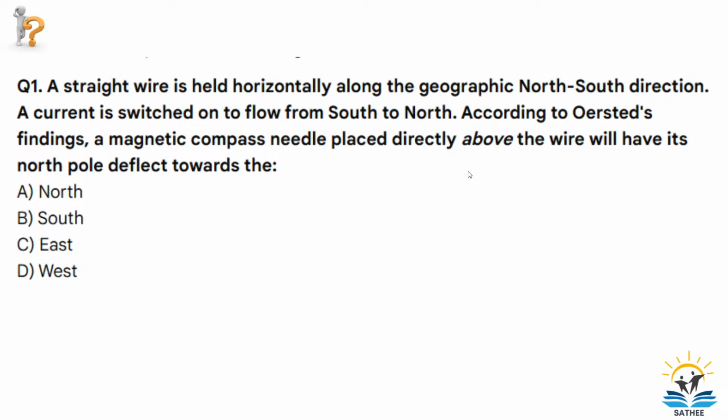Okay, so there is this question. An easy question based on conceptual knowledge. A straight wire is held horizontally along the geographical north-south direction. Okay, so a current is switched on to flow from south to north. According to Oersted's findings, a magnetic compass needle placed directly above the wire will have its north pole deflected toward the north, south, east, west.